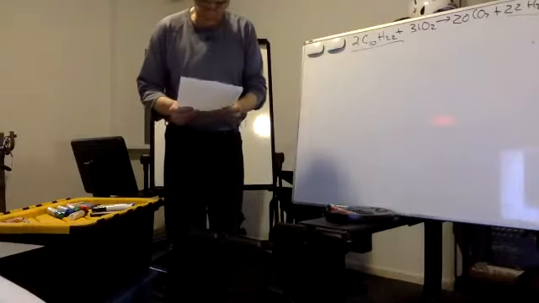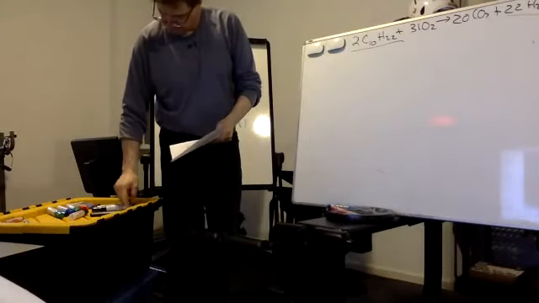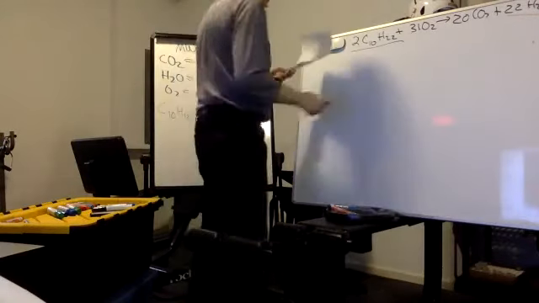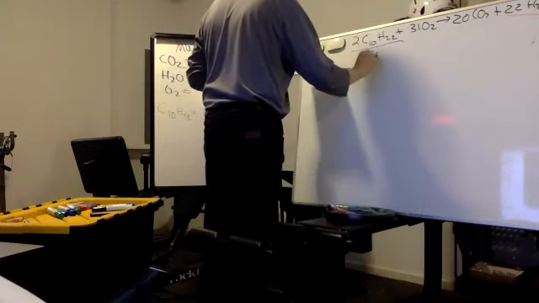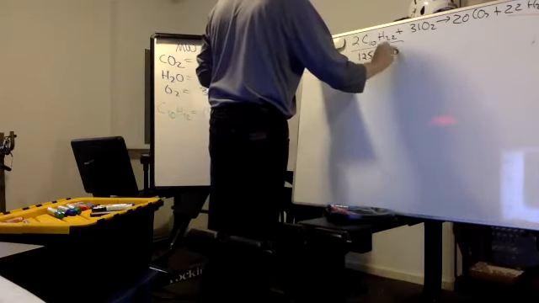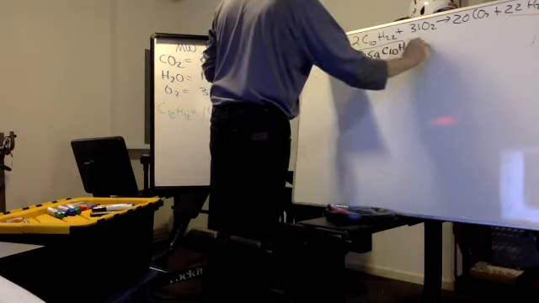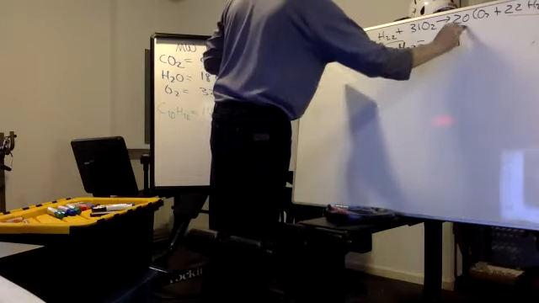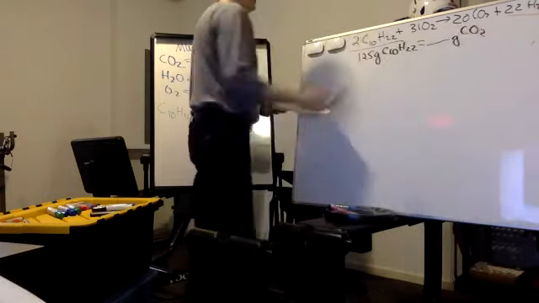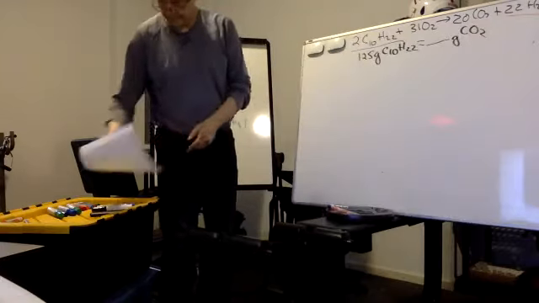All right, looks like we're shifting to some type four problems. So first up, we've got 125 grams of C10H22 to grams CO2. It's a G to G, it's a type four problem.